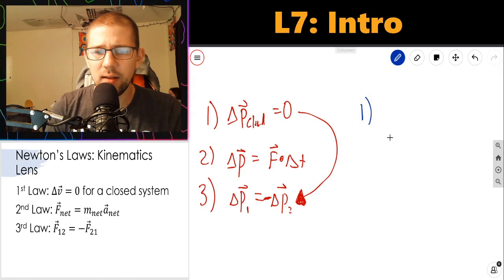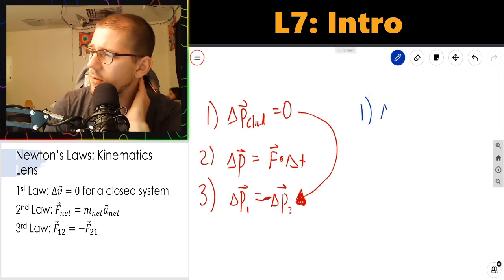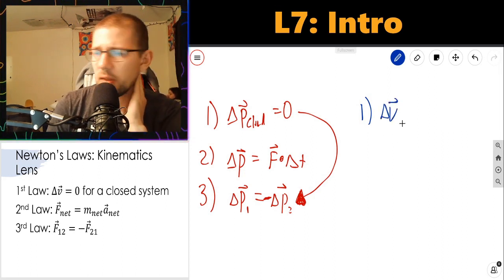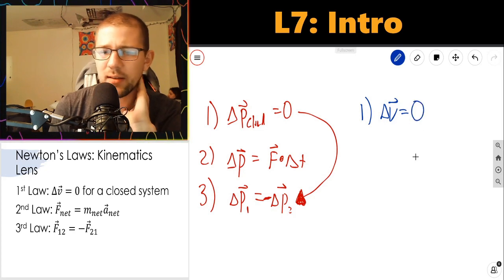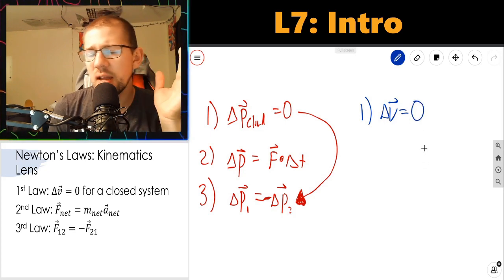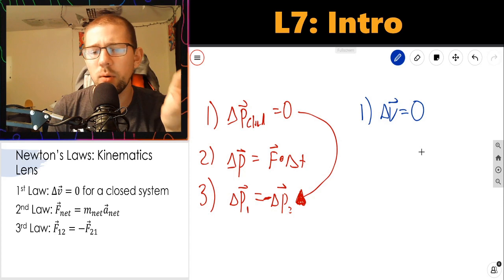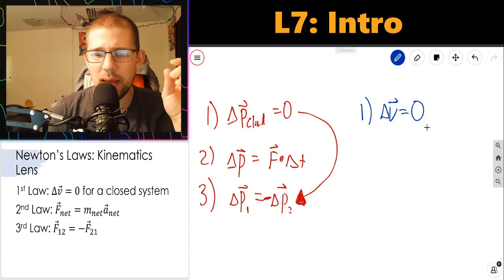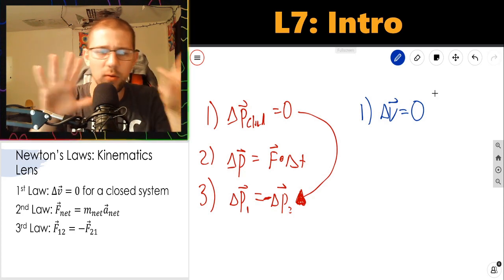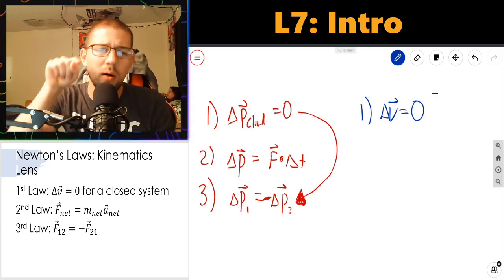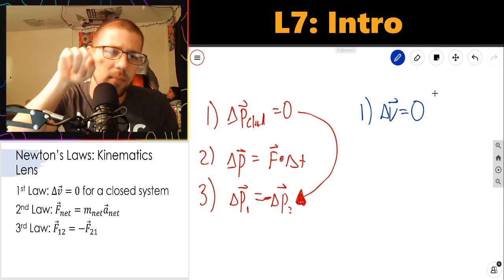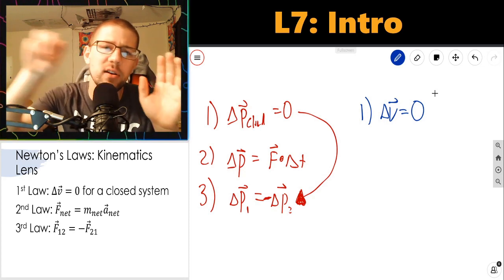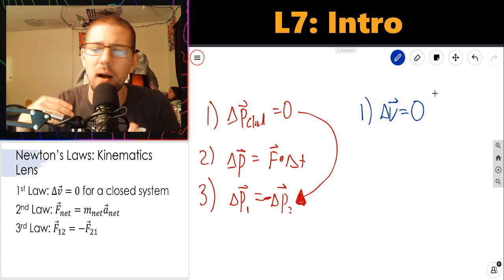Here we go. The kinematic lens, the first law is that the change in velocity of a closed system is zero. In particular, if I want to get really specific, then what I would say is that the change in velocity of the center of mass for a system is zero. So what that means is, if I've got some collection of particles that's moving around all over the place, well, there's an average position of the mass, and that average position of mass moves along at a constant rate.